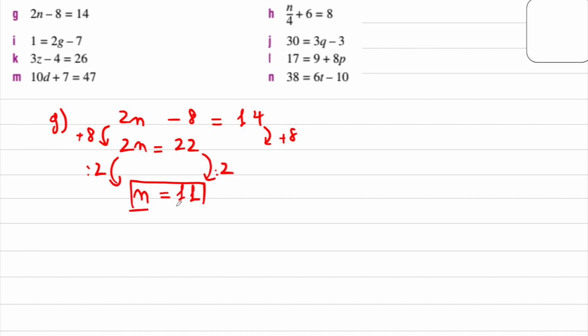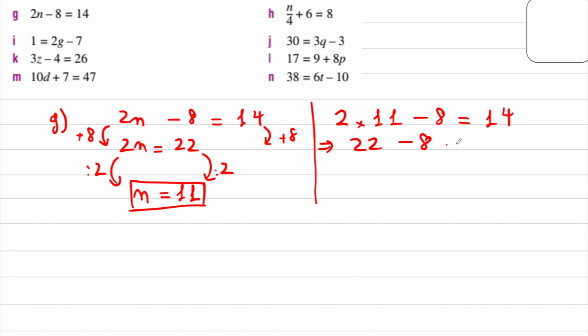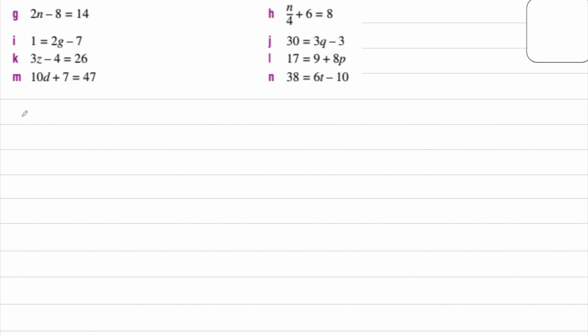After that, we need to check my solution. Checking my solution means 2 multiplied by 11 minus 8 equals 14. So 22 minus 8 equals 14. Yes, that is correct. That is question G. Going on to question H.